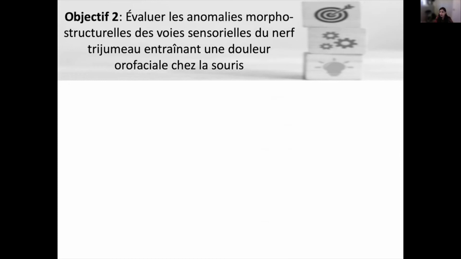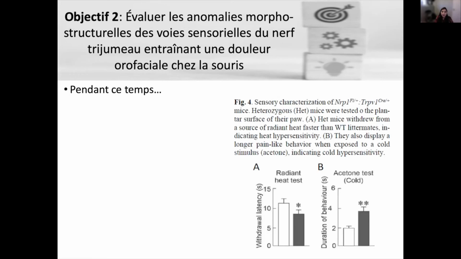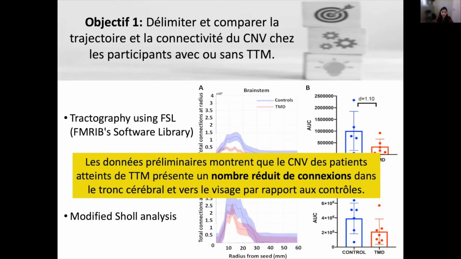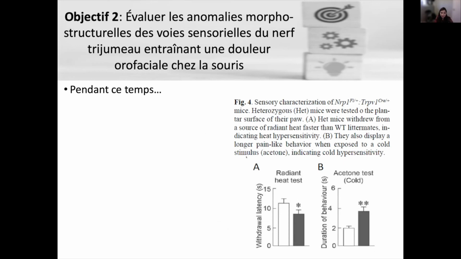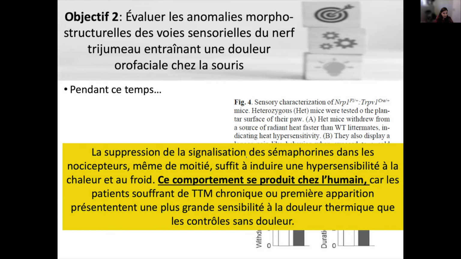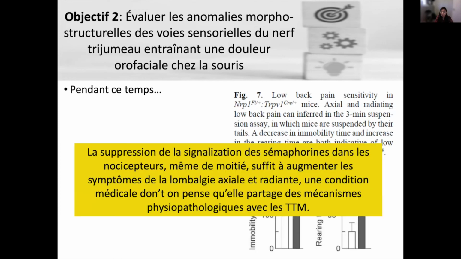We are going to move on with a higher number of patient and control subjects. And we have a second aim, in which we are going to assess morphostructural abnormalities in the trigeminal nerve in sensory pathways that lead to orofacial pain in mice. This is going to happen in our collaborator's lab, Dr. Sharif's. I'm going to skip this because I have not been given enough time. But the short preliminary data has shown that suppressing semaphorin signaling in nociceptor neurons by half is enough to increase symptoms of both axial and radiating low back pain.